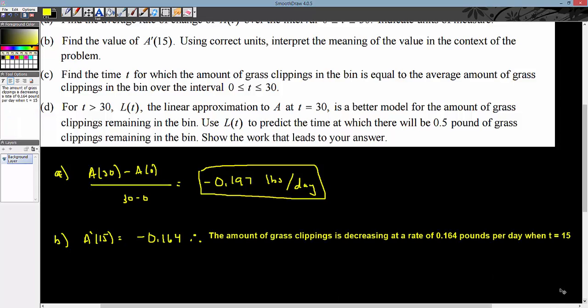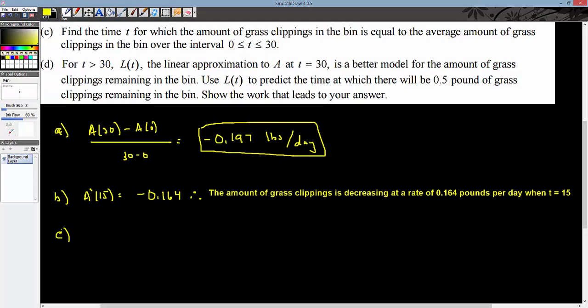Bam! The amount of grass clippings is decreasing at a rate of 0.164 pounds per day when t equals 15. There was some talk about using the word decomposing. Whatever floats your boat on that one. I just want you to be careful with what you use. I try to just keep it to increasing, decreasing. That way, you know for sure that you are actually nailing the answer in the context of the calculus. But whatever makes you happy.